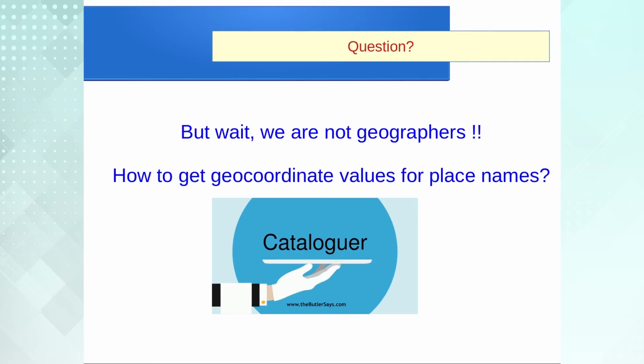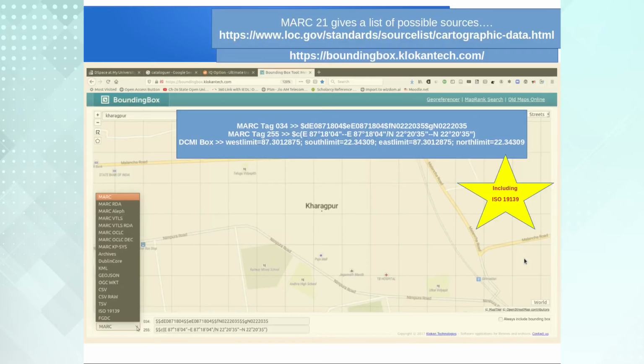Don't worry. If you go through your MARC 21 bibliographic data format, MARC 21 is a family of five coordinated standards: bibliographic, authority, classification, holdings, and community information. In the MARC 21 bibliographic format, under tag 034 you can have a guide. MARC 21 gives a list of possible sources inside the loc.gov standards source list, cartographic data.html. For example, here is one of the source lists we are using.